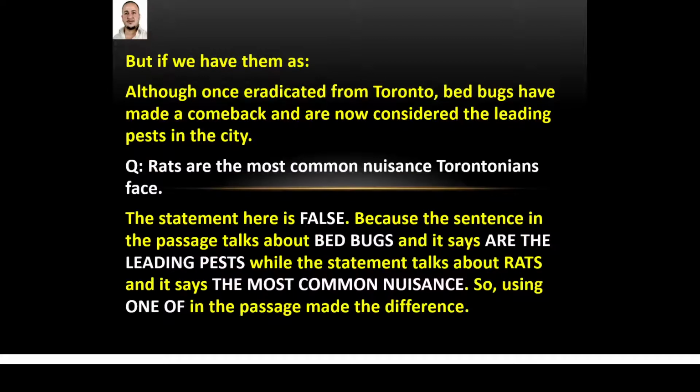But if we have them as, although once eradicated from Toronto, bedbugs have made a comeback and are now considered the leading pests in the city. Rats are the most common nuisance Torontonians face. The statement here is false because the passage talks about bedbugs and says the leading pests, while the statement talks about rats and says the most common nuisance. So, using one of in the passage made the difference. So here we have wrong information, or as we say, different information.